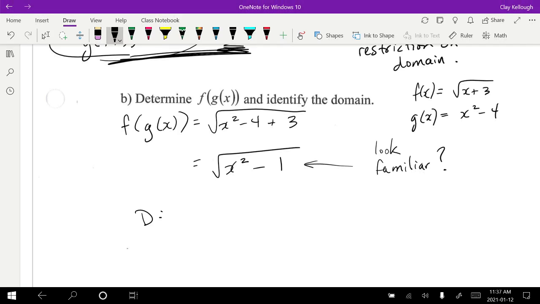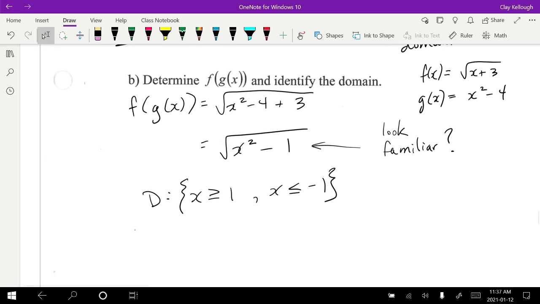So my domain is x has to be greater than or equal to 1, and x has to be less than or equal to negative 1. And you could put that into a curvy bracket if you like. If you prefer interval notation, you of course could write it as x can be from negative infinity to negative 1, and from 1 to infinity. And there we have it.